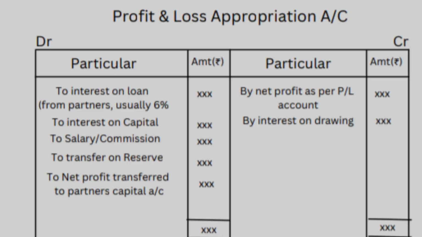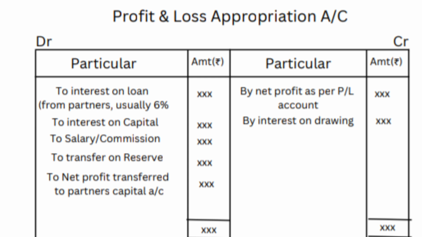capital account. Let us move to the profit and loss appropriation account, or the preparation of profit and loss appropriation account. Before diving into this topic, we have to understand first why we prepare the profit and loss appropriation account. We prepare this account to show how the net profit is shared among the partners according to the partnership deed. It comes after the profit and loss account, which means that we have to prepare the profit and loss account first.